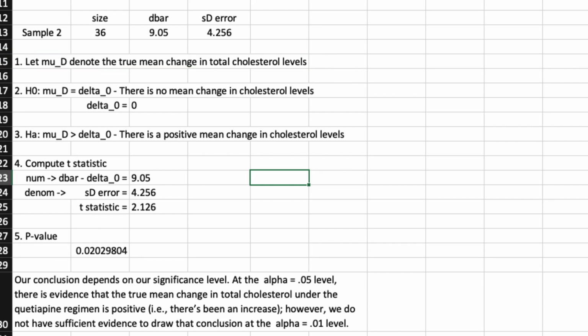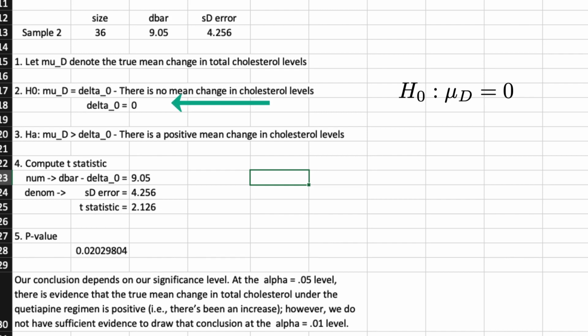So we hypothesize that there is no true mean change in cholesterol levels. So then this is saying that mu sub d is equal to 0. There is no change, right? And so that tells me that my delta naught is going to be 0. We're going to use that, of course, later.